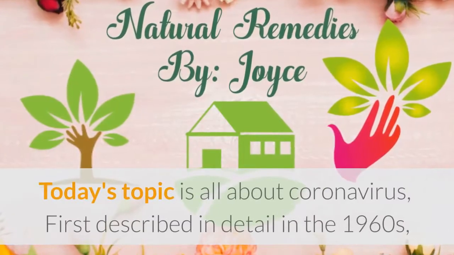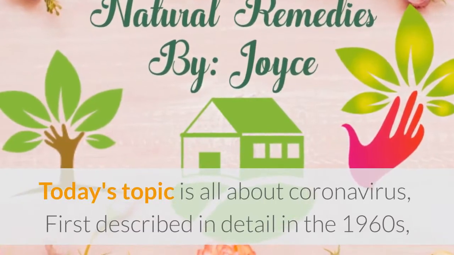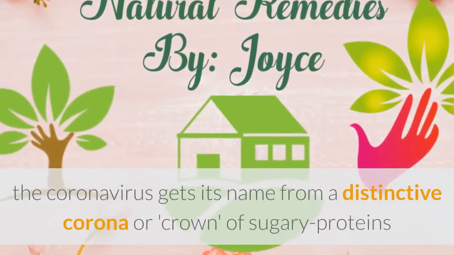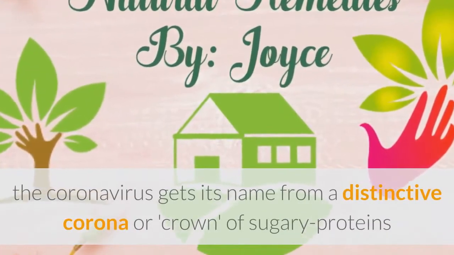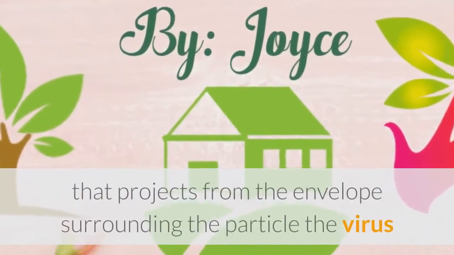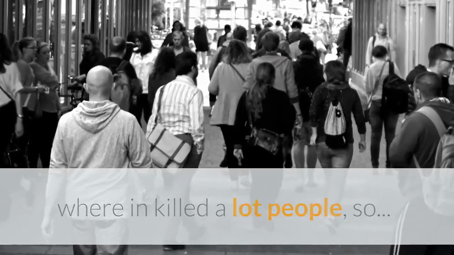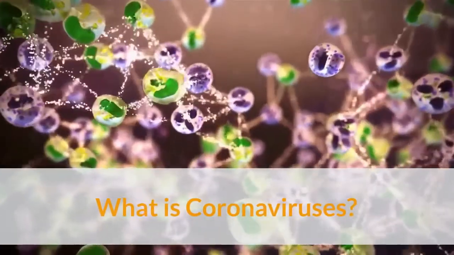Today's topic is all about coronavirus. First described in detail in the 1960s, the coronavirus gets its name from a distinctive corona or crown of sugary proteins that projects from the envelope surrounding the particle. The virus has killed a lot of people, so what are coronaviruses?